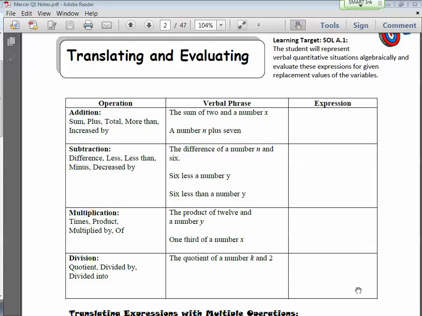Alright, this is translating and evaluating verbal expressions into algebraic expressions. When we're talking about verbal, we just mean it comes to us in words and we need to change it into equations or expressions with numbers and variables.